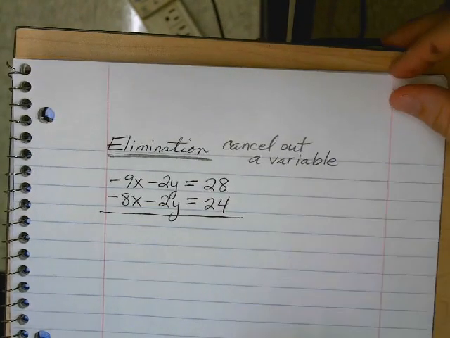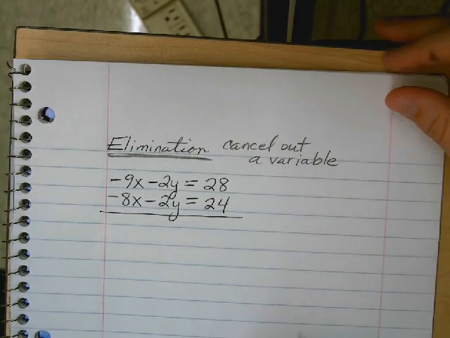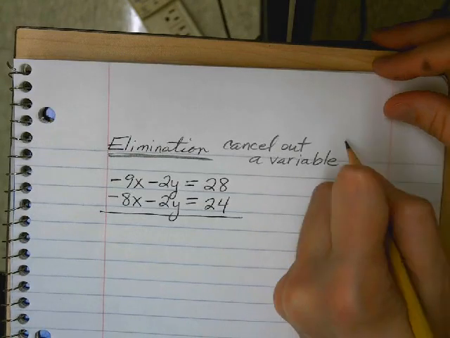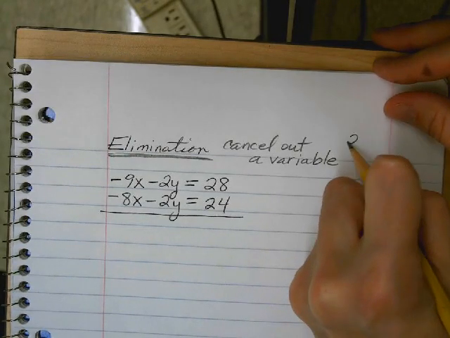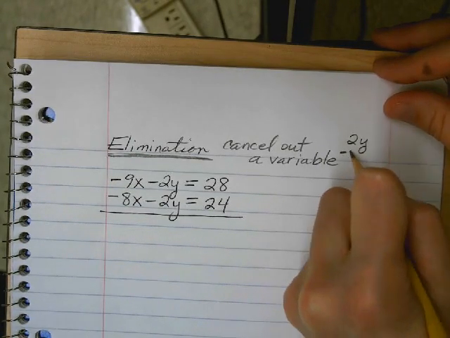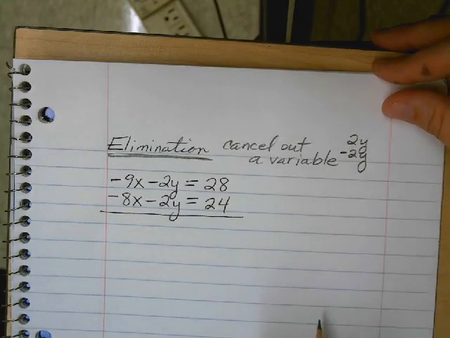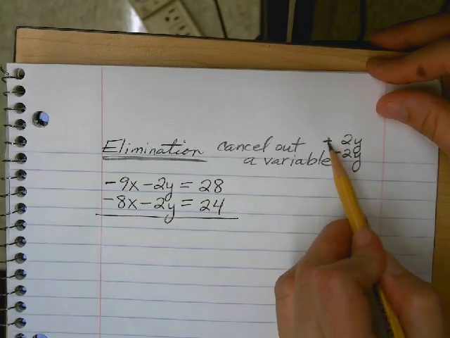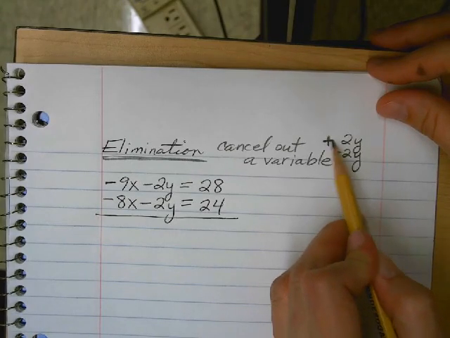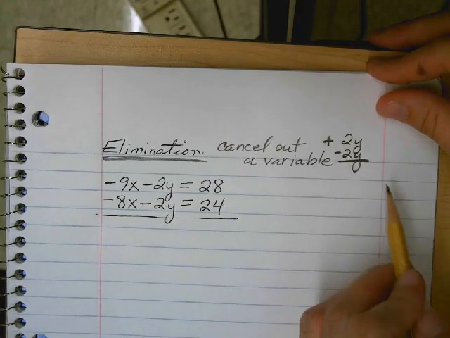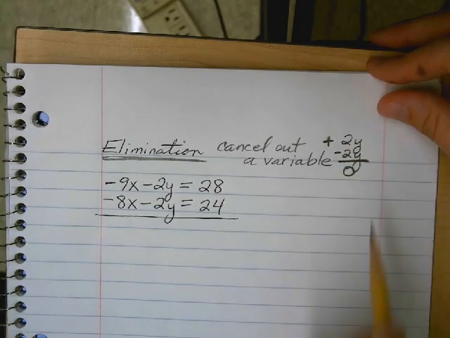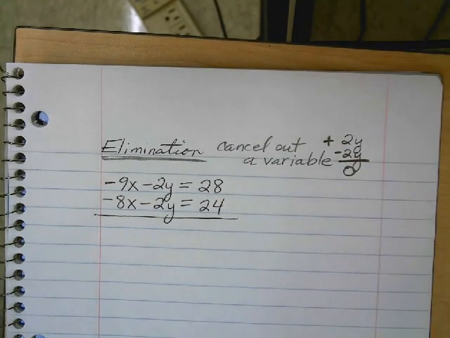Well, actually to cancel something out, they should be opposite numbers, like one positive, one negative. It'll be easy to cancel out if one was positive 2y and one was negative 2y. That's what makes it easy to cancel out. What happens when you add 2 plus negative 2? Zero. That's the point, guys. That's the whole point of this strategy.